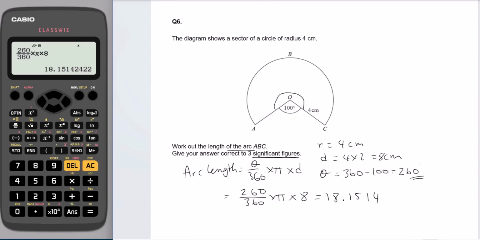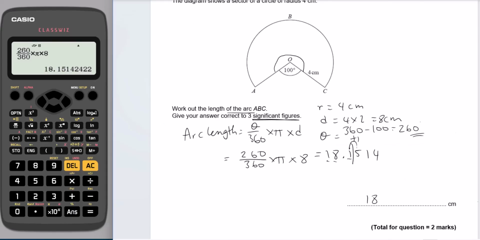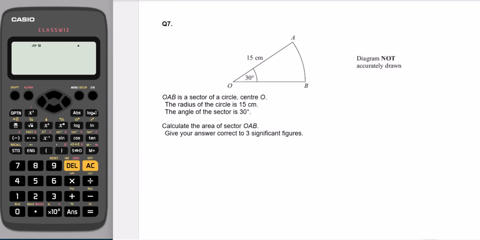So the answer is going to be 3 significant figures, 1, 2, 3. That means we add 1 here, so we are adding 1 to the 1, so 18.2. And that's the answer. That's worth 2 marks.